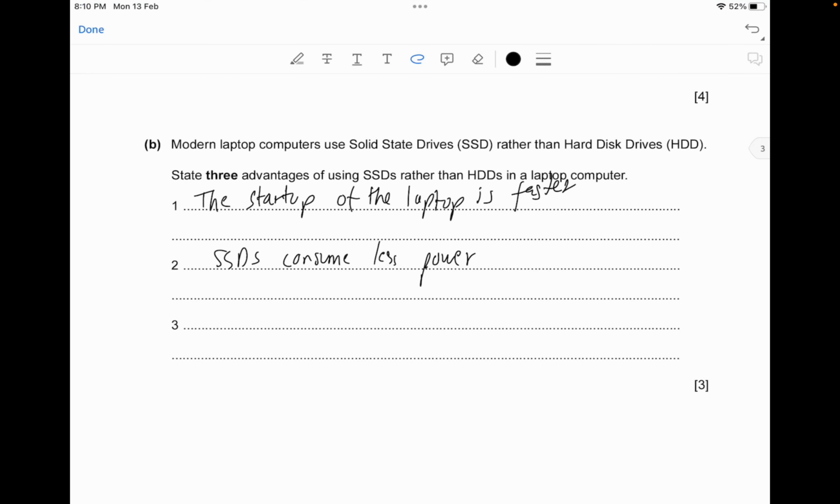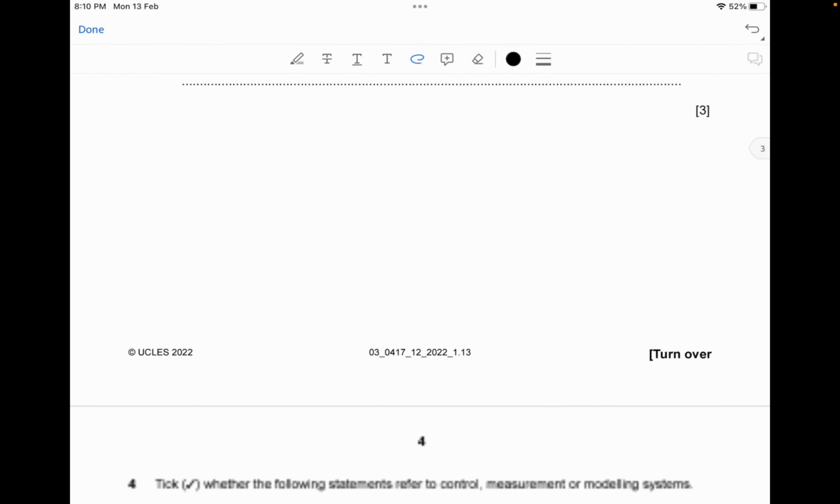Then you can also mention that it makes the laptop more compact. You can also mention that it reduces the weight of the laptop as the SSD is lighter. You can mention that point for the third mark. So you can add that in. Let's move on to the next question.